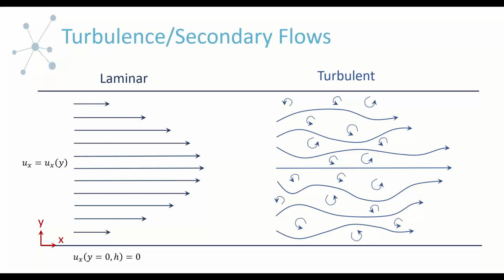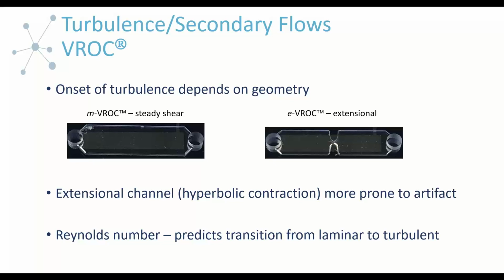And so this is what we mean by turbulence. We're going from the unidirectional flow to this more chaotic state where we have velocity in different directions. And we're going to talk about that specifically in the context of our technology.